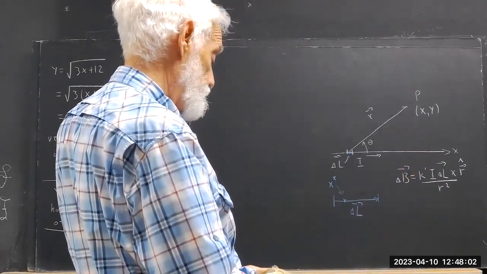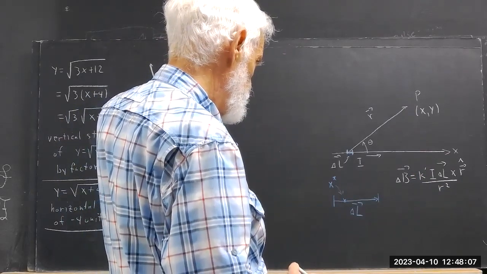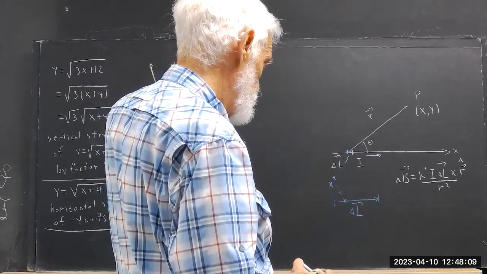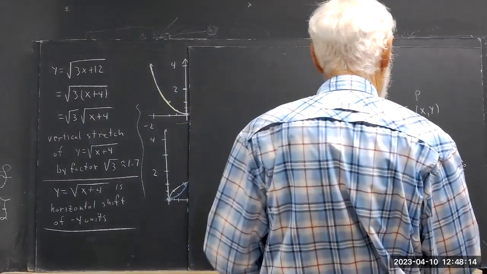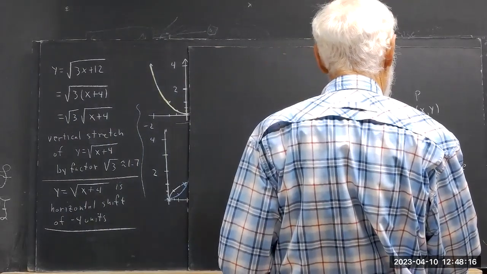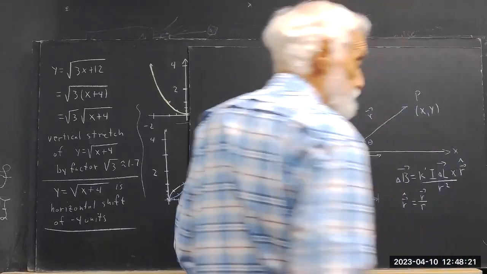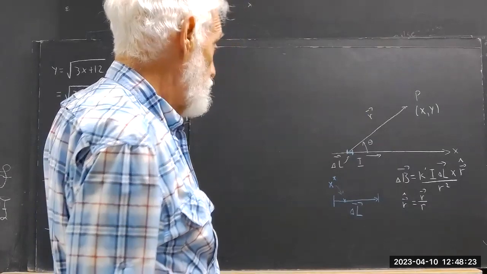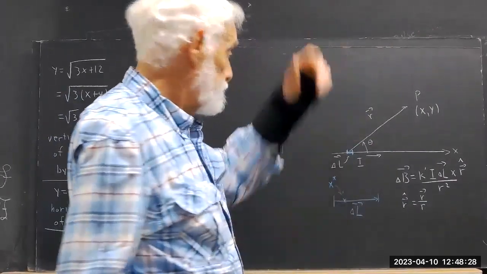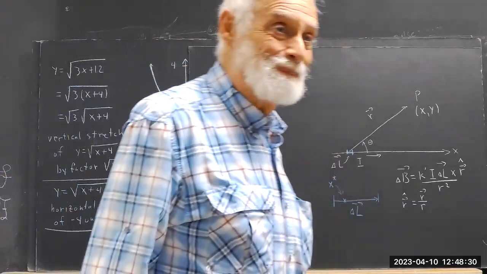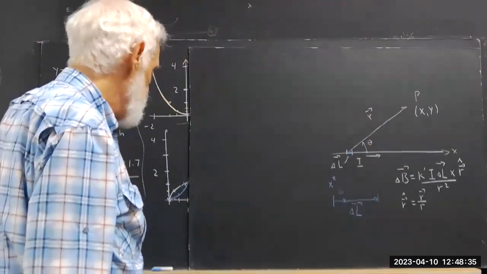All right. R hat is your unit vector in the direction of R. Okay. Well, that's magnetism. There are things that we can do.